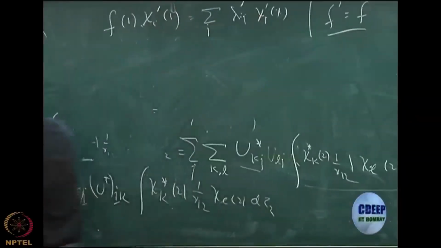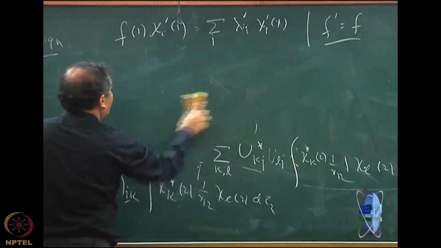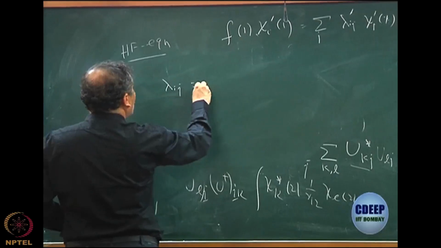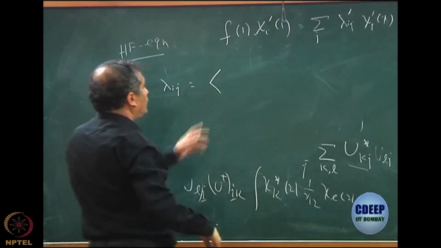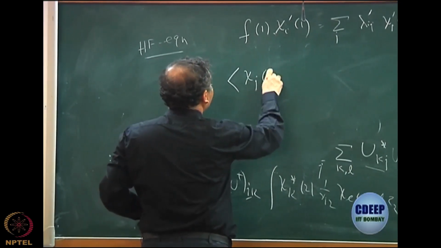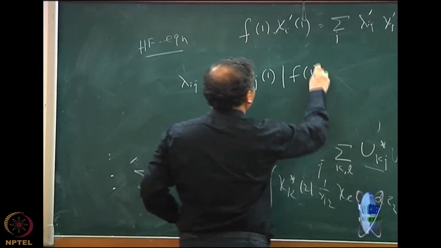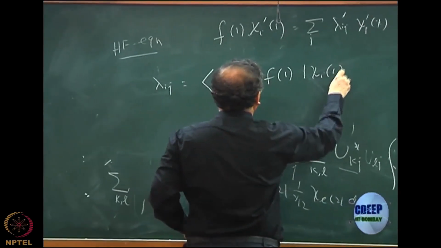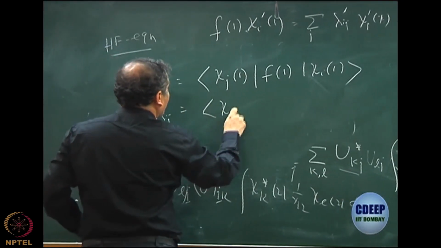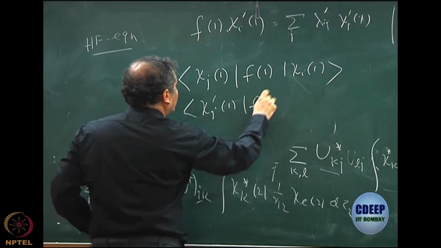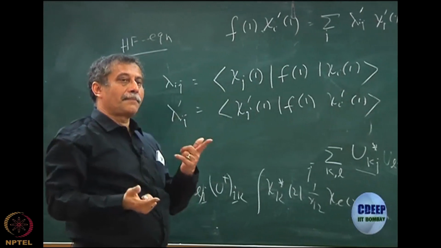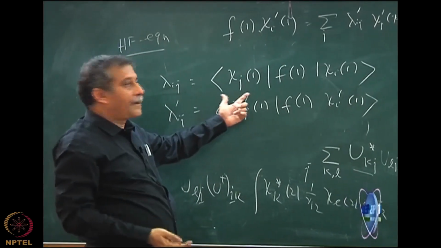After having done this, let me now state what my lambda ij is. If you note, your lambda ij is nothing but the matrix element of this quantity with chi j1, f of 1, chi I1, correct? And lambda ij prime is nothing but the same thing, but with chi j prime, correct? That is the reason lambda will change to lambda prime, because the lambda depends on chi. It is a matrix element of the Fock operator.